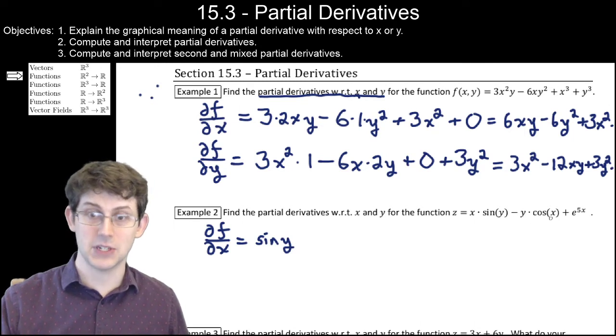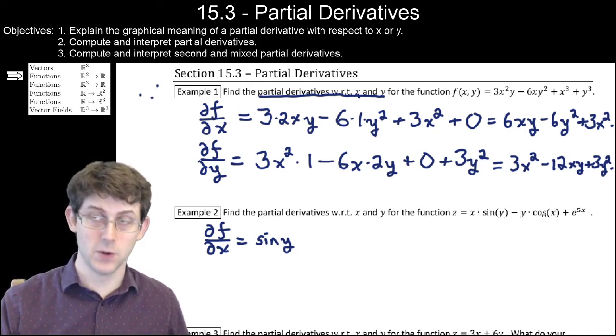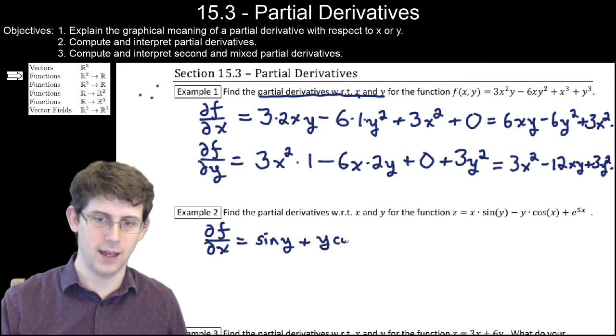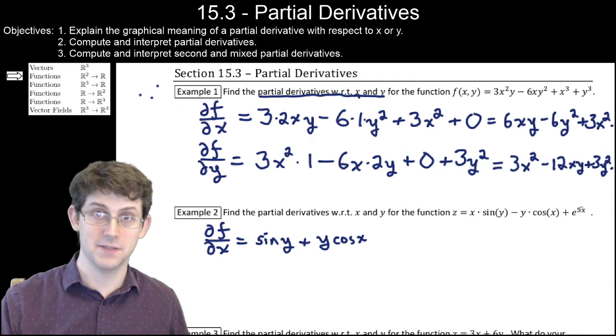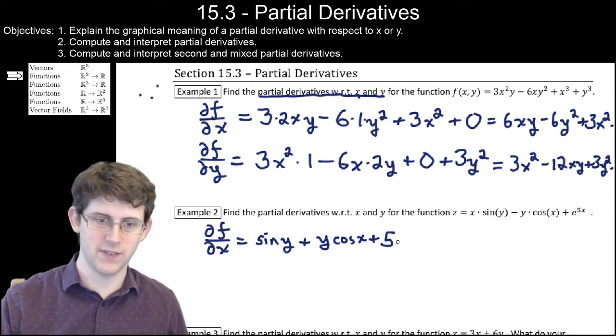Here's a constant times cosine x. The derivative of cosine x is minus sine x, and we'll just keep the constant y around. The derivative of e to the 5x, with the chain rule, is 5e to the 5x.